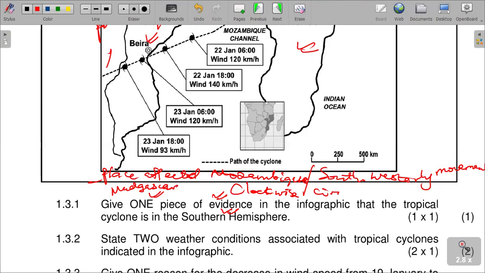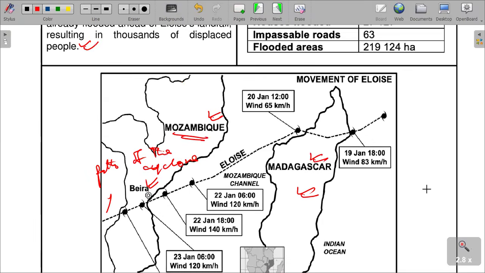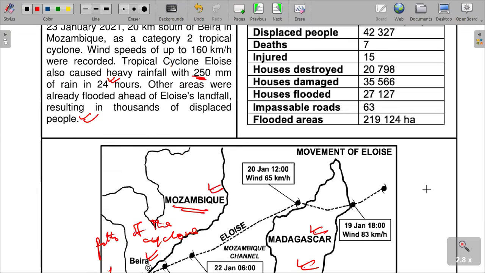Clockwise circulation, the clockwise circulation symbol also shows that this is in the southern hemisphere. It can also show that it is in the southern hemisphere. What else can we see on this information?